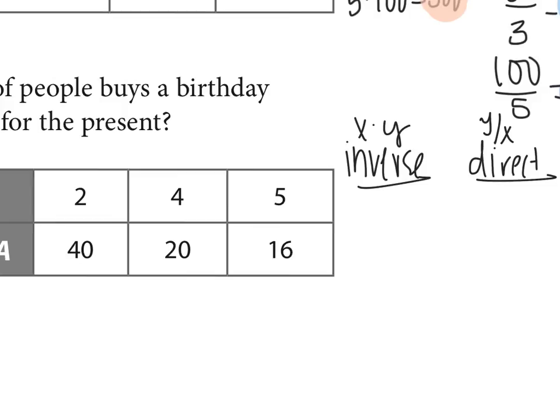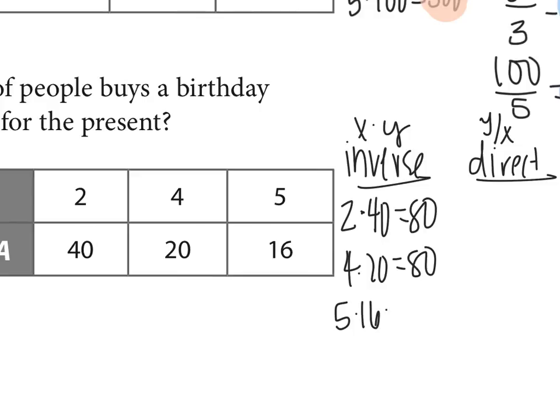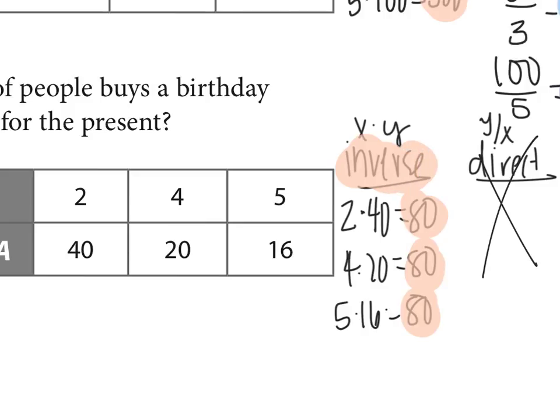So I'm going to start with inverse and I'm going to multiply 2 times 40, which is going to give me 80, and then 4 times 20, which is also going to give me 80, and then 5 times 16, which also gives 80. So since all of these gave me 80, I know that this is inverse variation. So I'm not even going to go through the process of finding out if it's direct because I already know the answer.